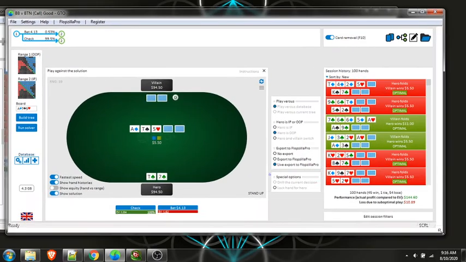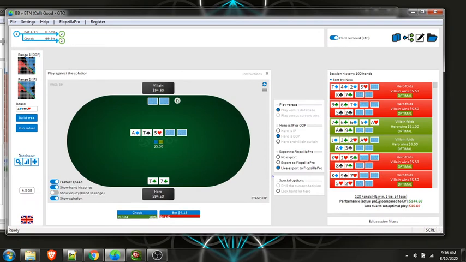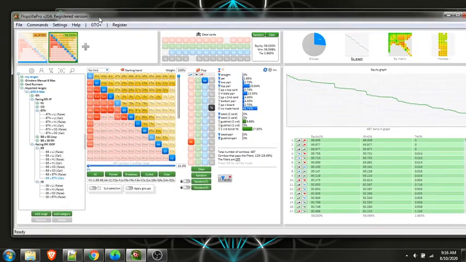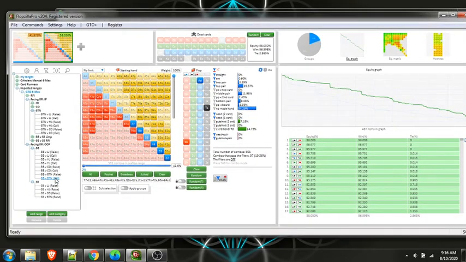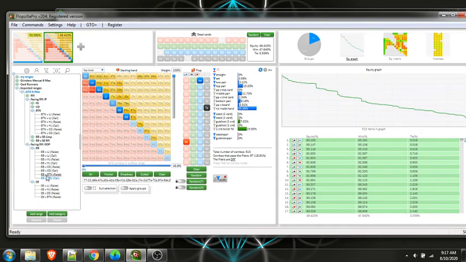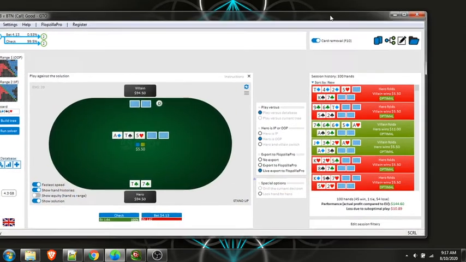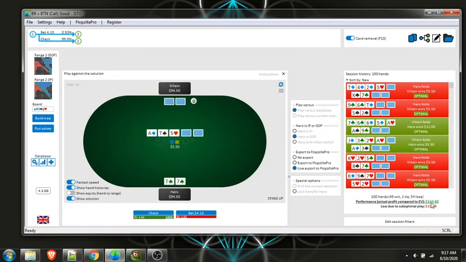Let's go through some of these. So 45 wins, 54 losses. And we are playing quite a strange range here. So he's got all these cards he can hit. Oops. And we held up pretty well with that. We made $144 against the Super GTO Plus computer.